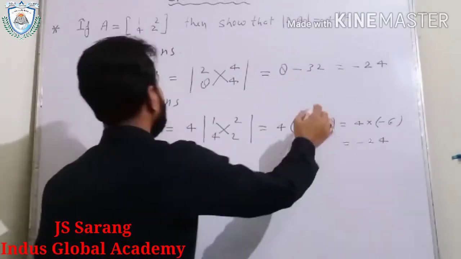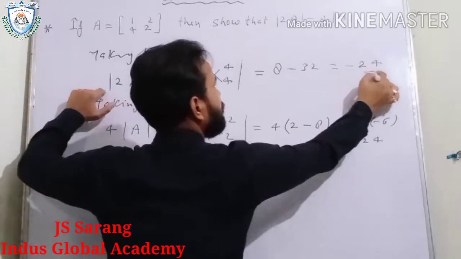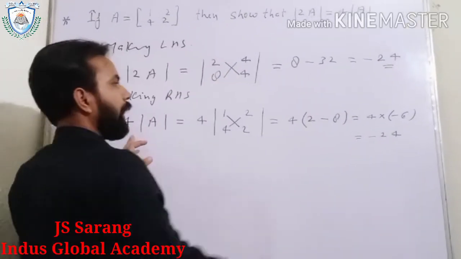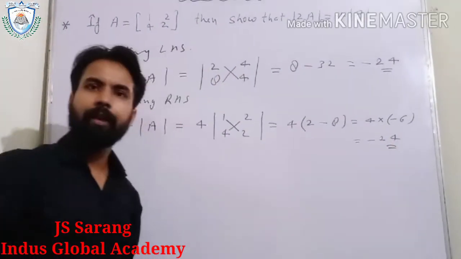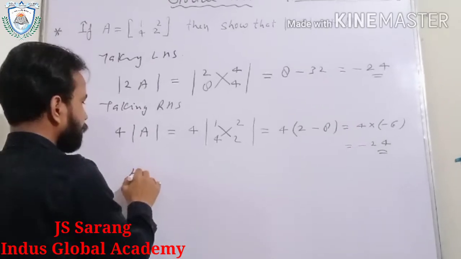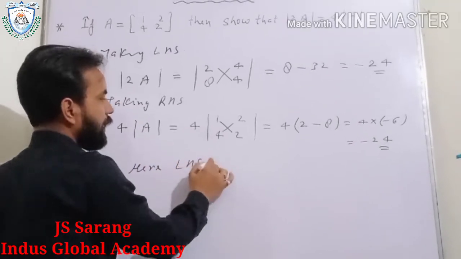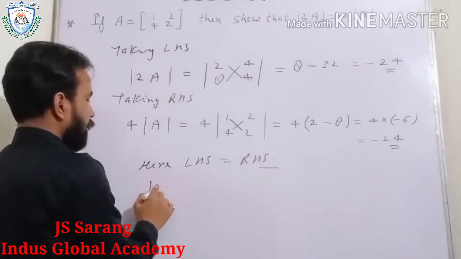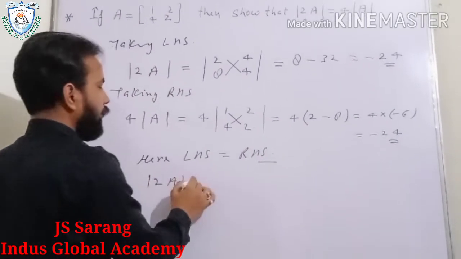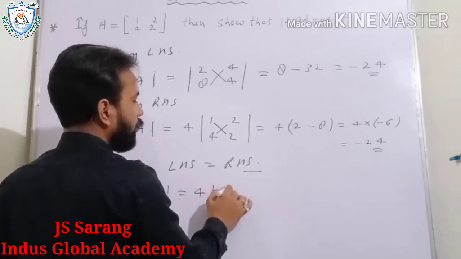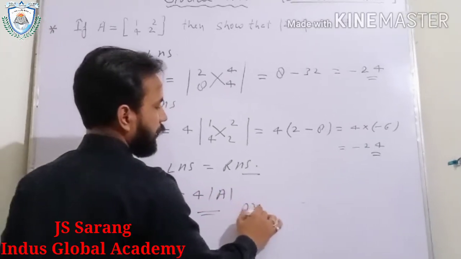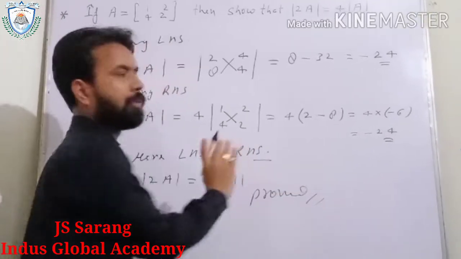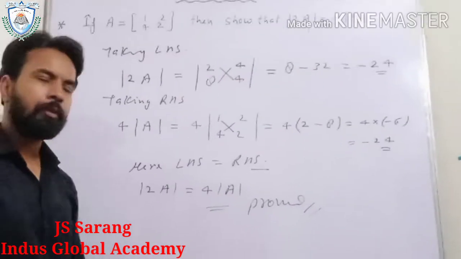So see, the value of the left hand side is minus 24 and the value of right hand side is also minus 24. So here LHS is equal to RHS. So we can say that determinant of 2A is equal to 4 into determinant of A. Hence it is proved. Is it clear? Good.